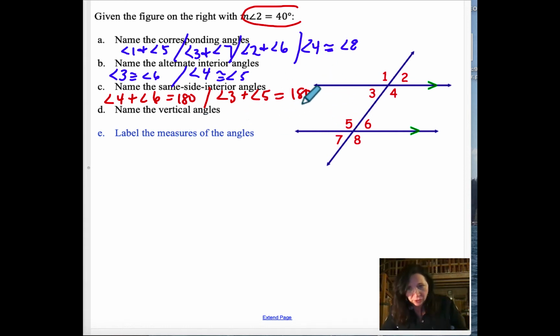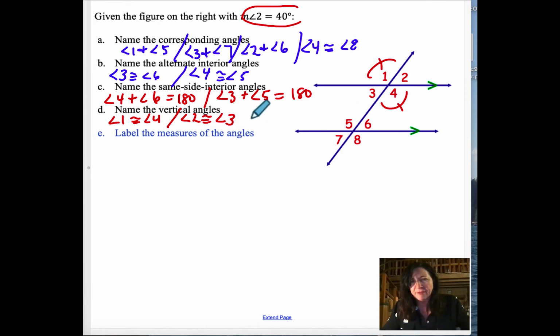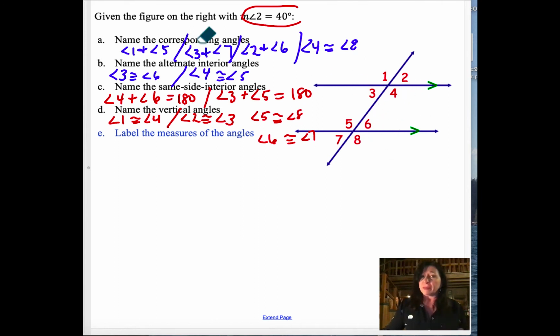Now state all the vertical angles. I mean, that's just everything, right? Angle 1 is congruent to angle 2. No, that's not right. Hold on. Let me fix that. Stop the presses. Angle 1 is congruent to angle 4. Angle 2 is congruent to angle 3. Then angle 5 is congruent to angle 8. And then angle 6 is congruent to angle 7. Those are all the vertical angles. They make the bow ties.